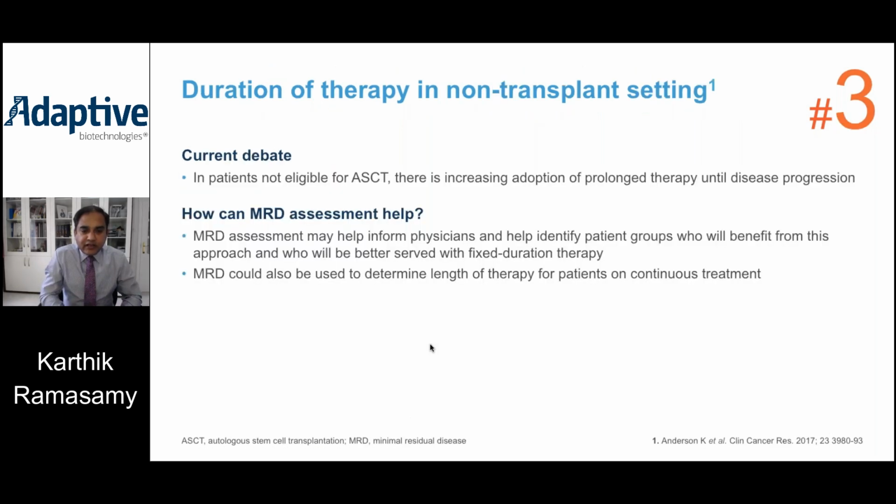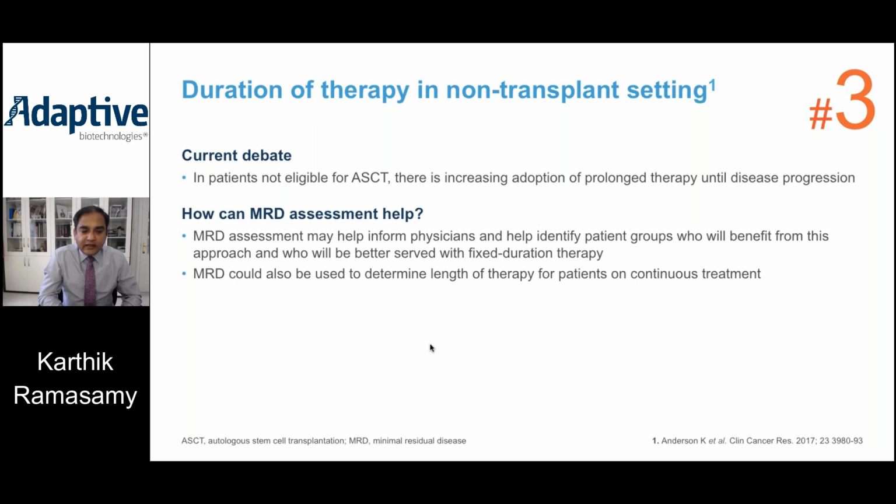The third setting that I want to explore with you is the non-transplant setting, and this appears to be close to 60 to 70% of newly diagnosed myeloma patients in the Western world. So clearly, we use continuous therapy until disease progression for these patients. So how can MRD assessment potentially help?